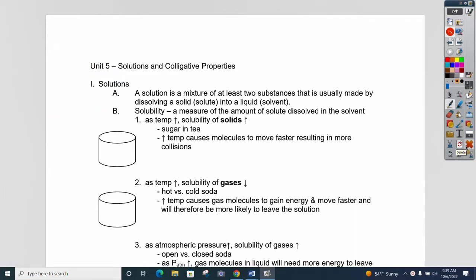Before we get to the math for this unit, we need a little bit of vocabulary and a tiny bit of theory. So when I say solutions, what does that word mean? That means you have a mixture of at least two substances, and it's usually made by dissolving a solid, which is called the solute, into a liquid, which is called the solvent. Water is called the universal solvent. Anytime you have something mixed with water, water is going to be considered the solvent. The thing that you're dissolving is the solute. What you're putting it into is the solvent.